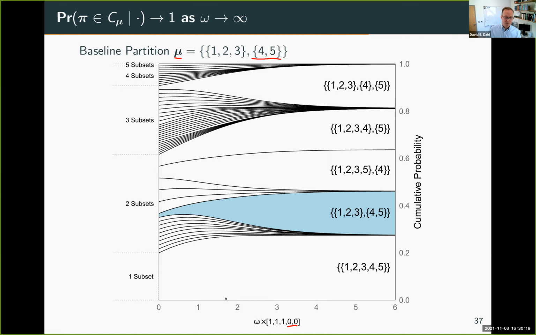And we want to see now what happens to the probabilities as omega goes off to infinity, where omega is only affecting the first 3 items: 1, 2, and 3. And we see that then items 1, 2, and 3 are kind of fused together as omega gets big. But 4 and 5 are free to float because we have a shrinkage of 0 for items 4 and 5. And so then all probability for a partition reduces down to partitions in the set of those that are compatible with the baseline partition and compatible with our 0 shrinkages.